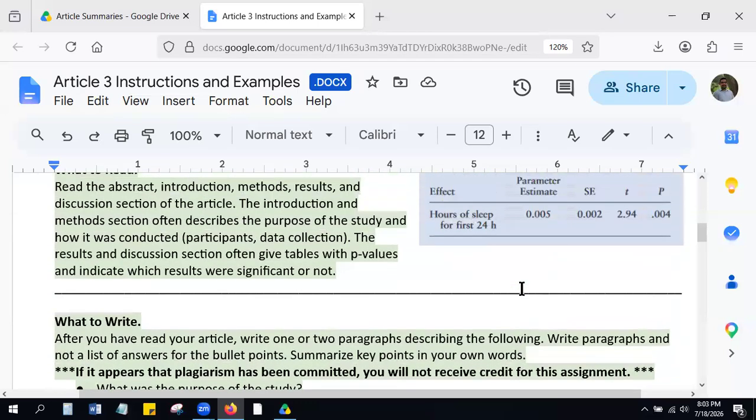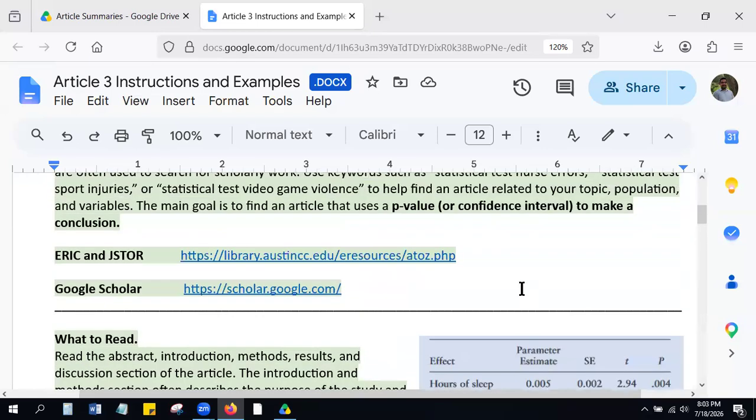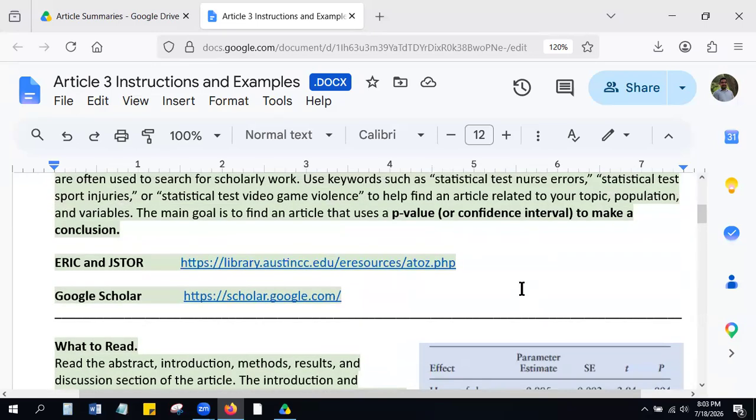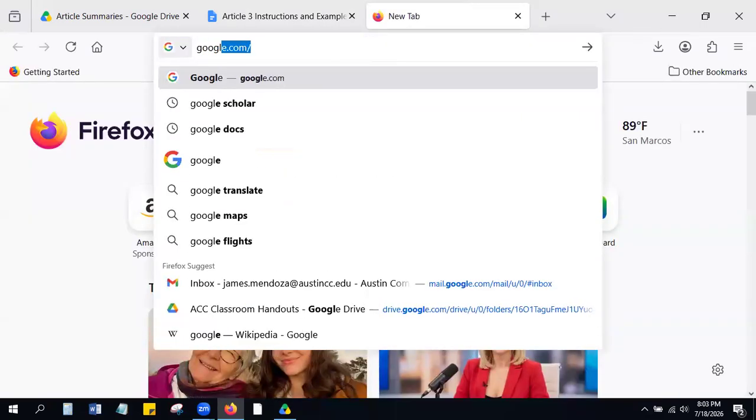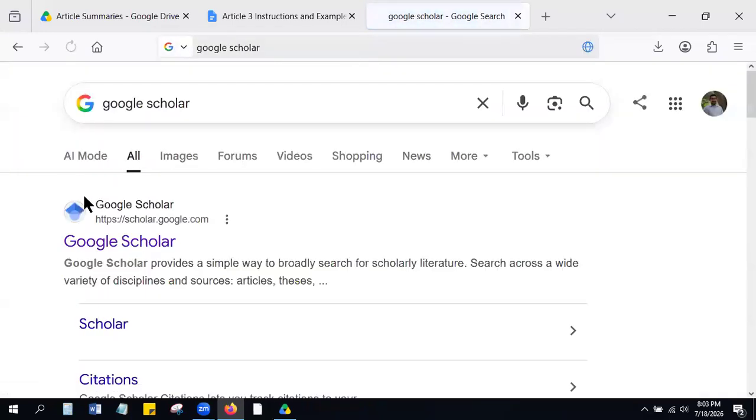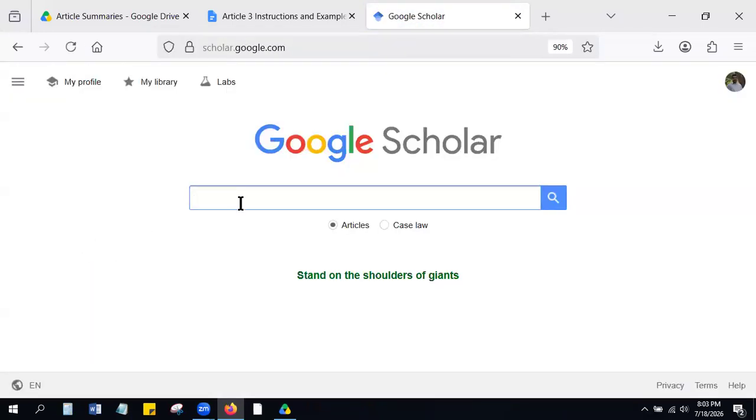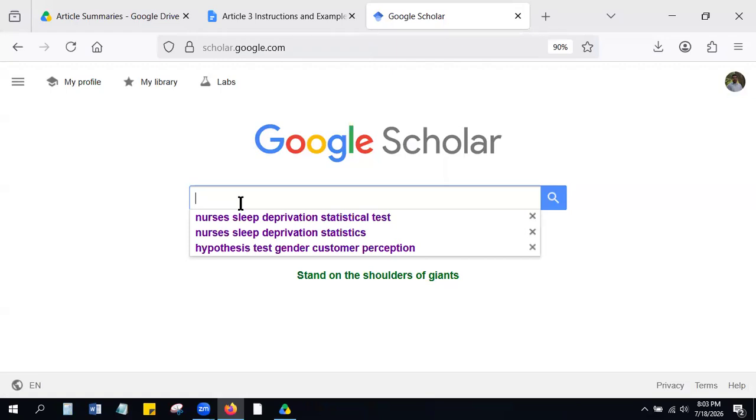And that's it. I mean, let me do one more. ERIC and JSTOR, they're great. You can use them. But suppose I was doing, again, just Google Scholar. I have a lot of students that have a lot of success with Google Scholar. And so let me just change up the project.